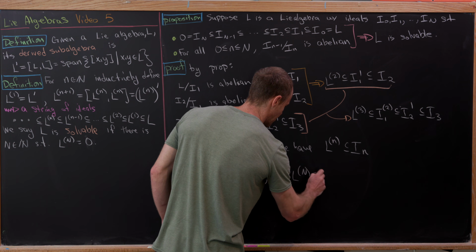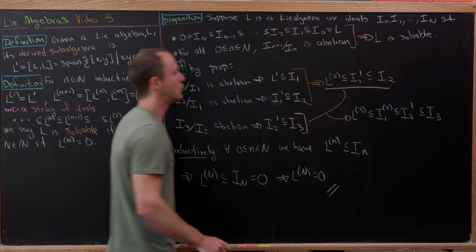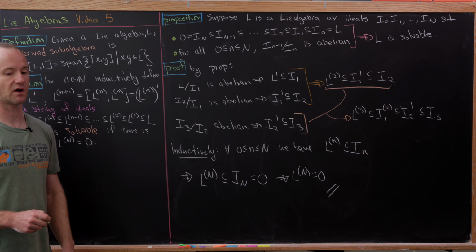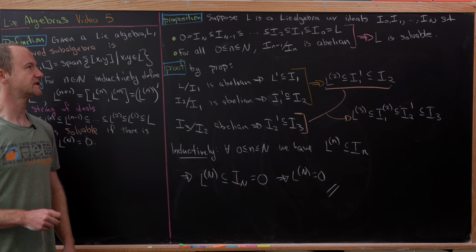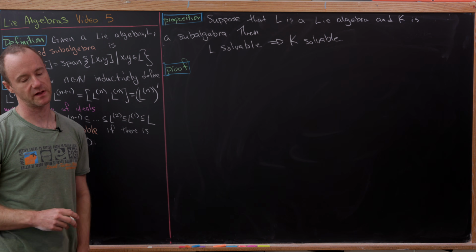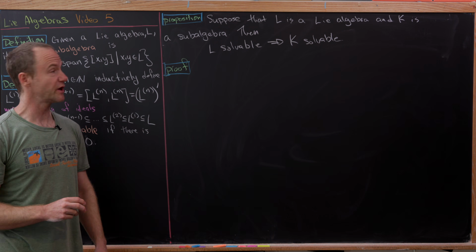So that means we have L upper n is equal to 0, which is exactly what we needed, or the condition that we needed for L to be solvable. So we've got it. All right, let's do another result. A couple more general results regarding solvability. So let's start with the pretty quick one.